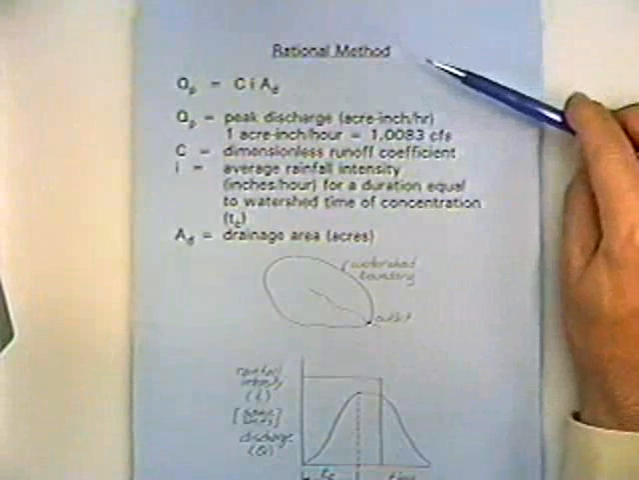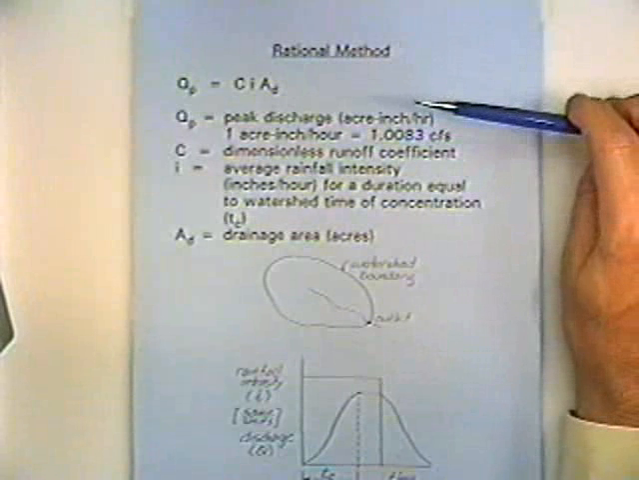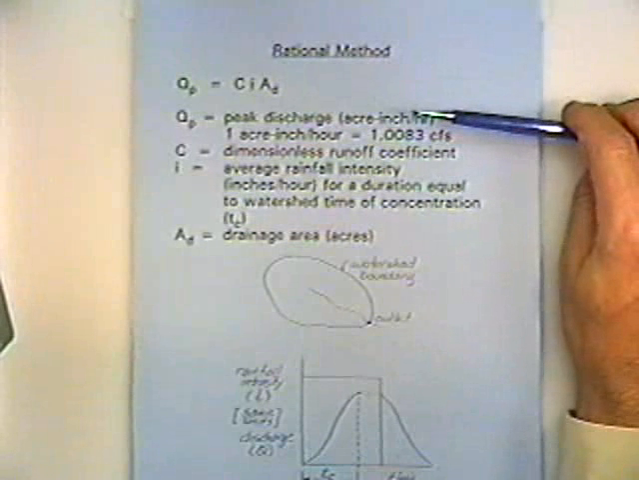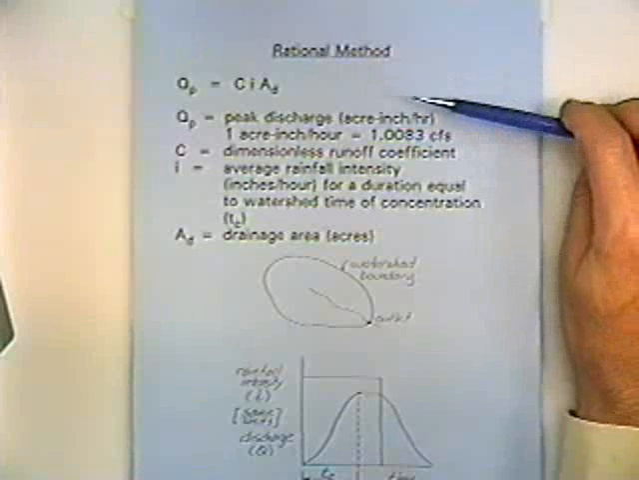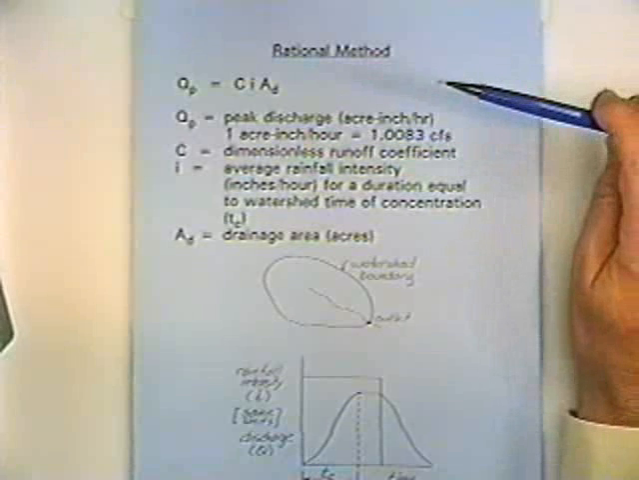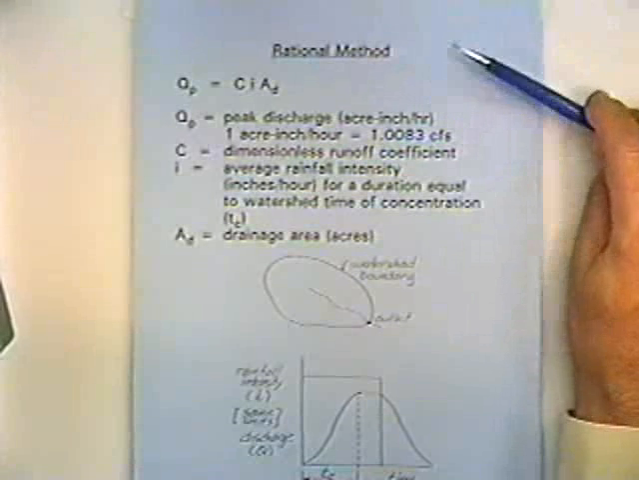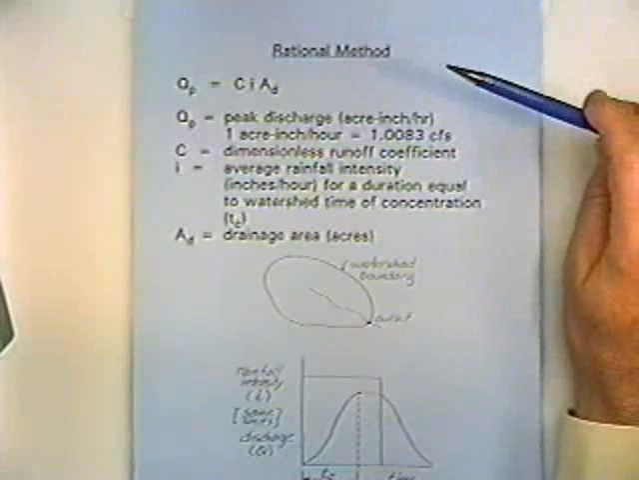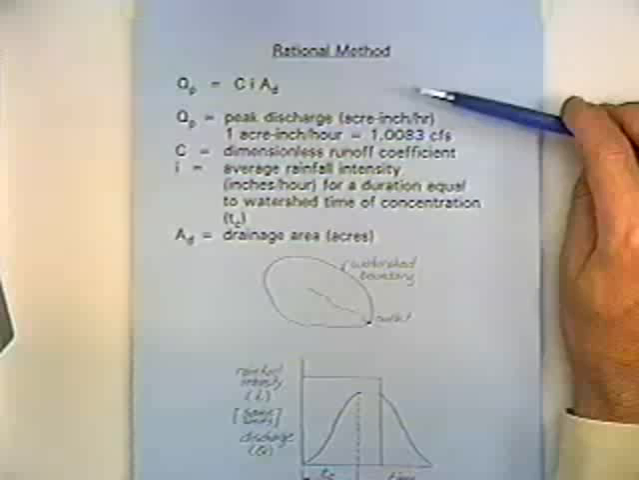And there's rules of thumb about when the watershed's too big. Basically, the smaller the watershed, the more valid the method. Some people use the rule of thumb of 100 acres. They'll say if the watershed's 100 acres or less, you use the rational method. If it's more than 100 acres, you go to another method, most often the unit hydrograph, which we'll look at next. Some people use a square mile as a drainage area.